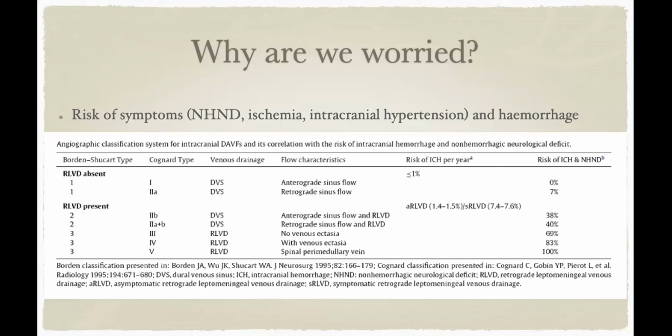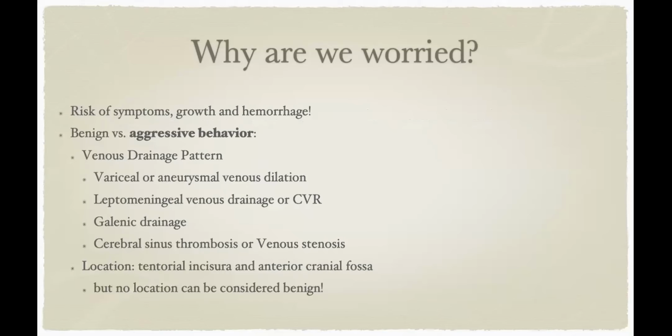It has been calculated that the overall mortality because of a dural AV fistula bleed can be around 1.6% per year, but in a high grade AV fistula, it can even reach up to 100% where the patient can have ICH or non-hemorrhagic neurological deficit. This leads to an ICH in 8% per year as well as a non-hemorrhagic neurological deficit in 7% per year. That's why we are always on guard to see these patients developing intractable symptoms, growth of the fistula, or hemorrhages.